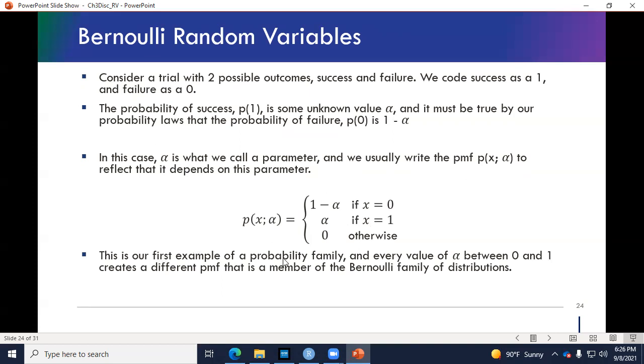So this is the first example of a probability family. And every value of alpha between 0 and 1. It has to be between 0 and 1, right? Because alpha is a probability. So every different value of alpha would create a different PMF. So that is a member of this Bernoulli family of distributions. So this is why it's called a family, and each distribution would have its own parameter value.